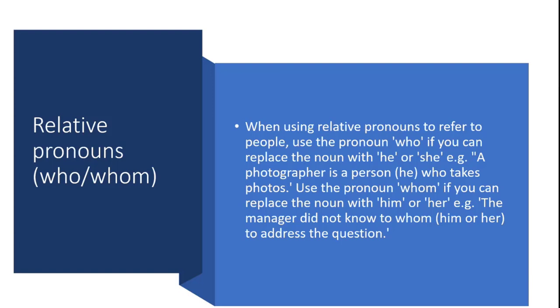Relative pronoun: whom or who. When using a relative pronoun to refer to people, use the pronoun who. If you can replace the pronoun with he or she, then you can use who. A photographer is a person, right? Who takes photos. So if you can say he takes photos, then you will use who.